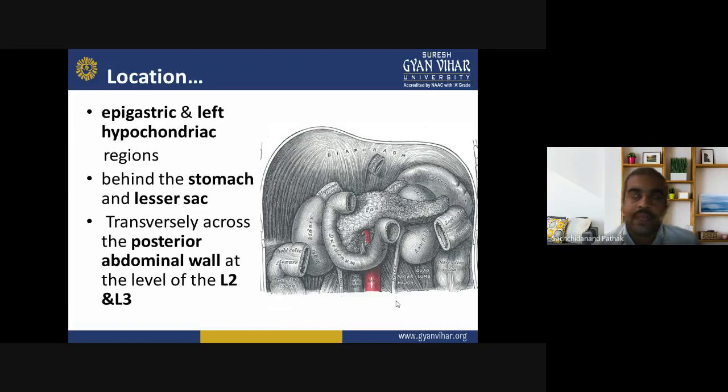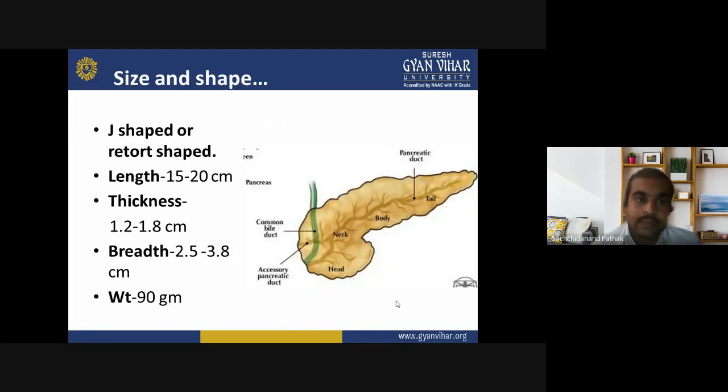It is present retroperitoneally, in the epigastric and left hypochondrial region, behind the stomach and the lesser sac, transversely across the posterior abdominal wall at the level of L2 and L3, lumbar second to lumbar third. If we talk about size, it is a J-shaped or retort-shaped organ. Length is 15 to 20 centimeters, thickness is 1.2 to 1.8 centimeters, breadth is 2.5 to 3.8 centimeters, and the weight is about 90 grams.